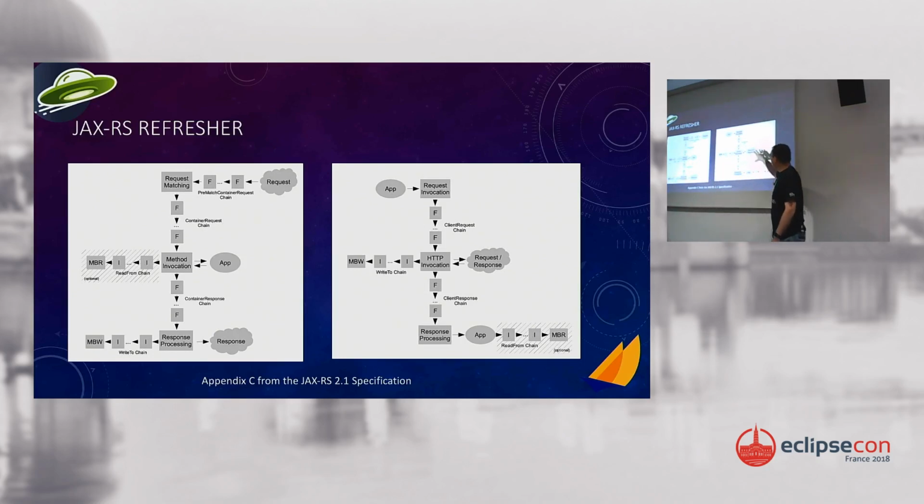And then this is what the JAX-RS client will look like. It's very similar, except that it starts with your application. Your application makes a request. It goes through a request filter chain, writes the data out to an HTTP stream, sends it off to the remote service, comes back, and then the response is processed in the same way. So that's how things are done in JAX-RS 2.0 and before.